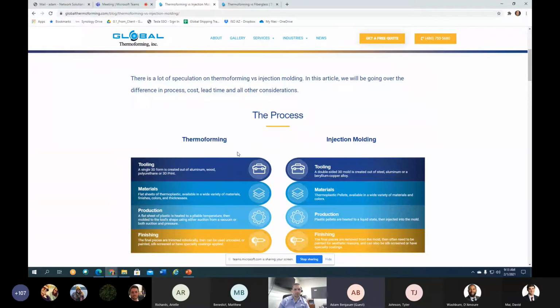Forgive me if you guys know this. I'm just trying to help. Then the molds come apart, and the part spits out. In thermoforming, it's just one male or female tool that you form over, and then the part is brought off of it.